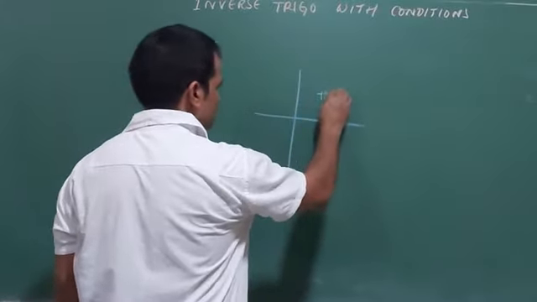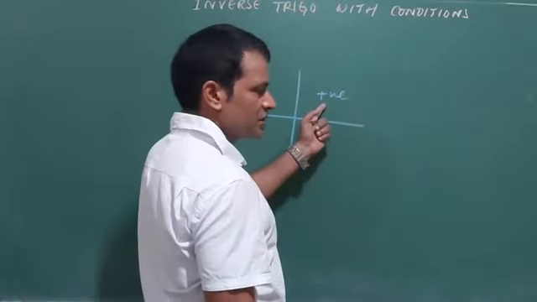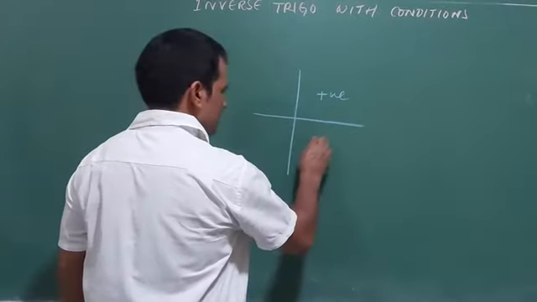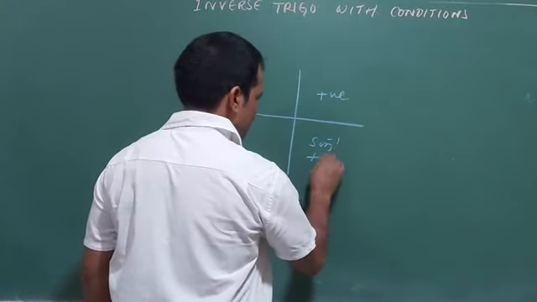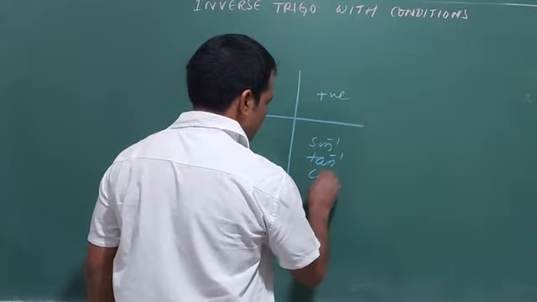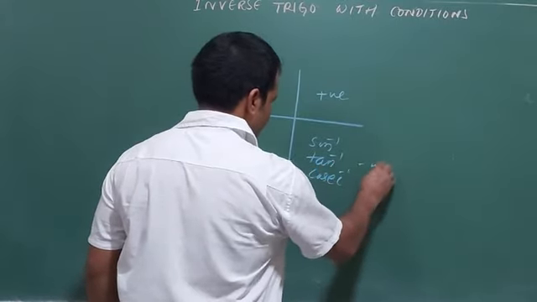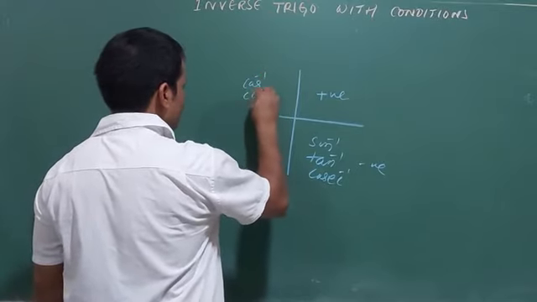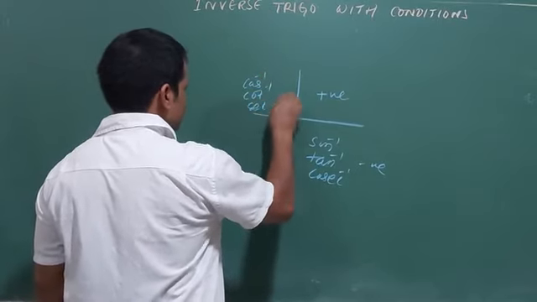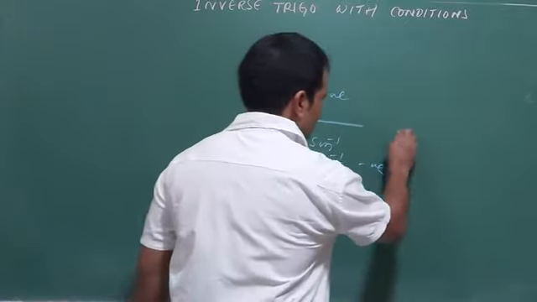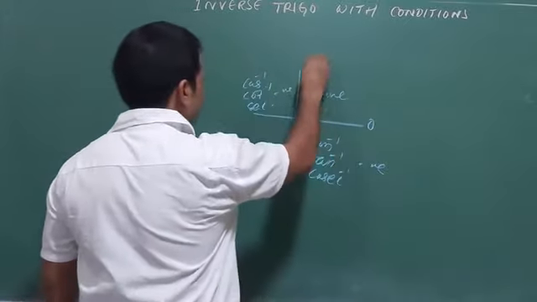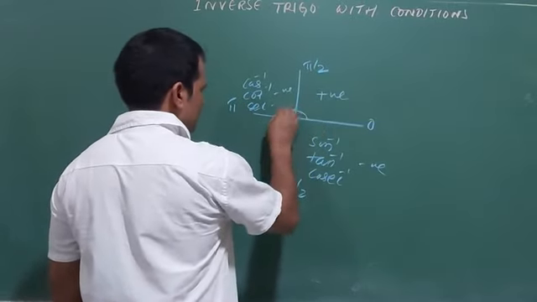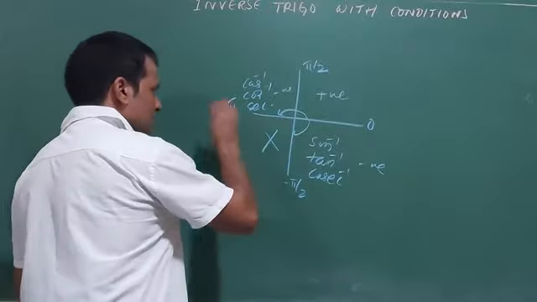All inverse positives are here: sin inverse positive, cos inverse, tan inverse, cot inverse, sec inverse, cosec inverse, all positives are here. Then sin inverse negative, tan inverse negative, cosec inverse negative here. And the remaining, cos inverse negative, cot inverse and sec inverse negative, here. All positives are here. That means the conditions are very clear: 0 to pi by 2, pi and minus pi by 2. In between this I have no place.